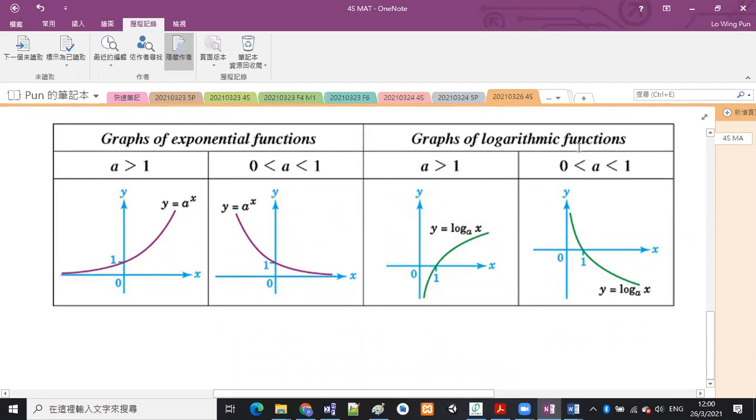Log functions, normal case, abnormal case. Is it okay?